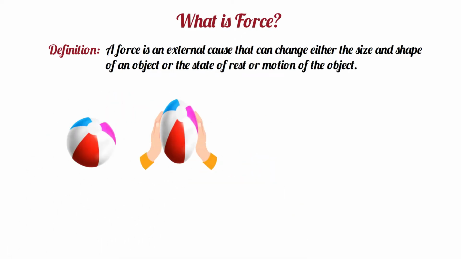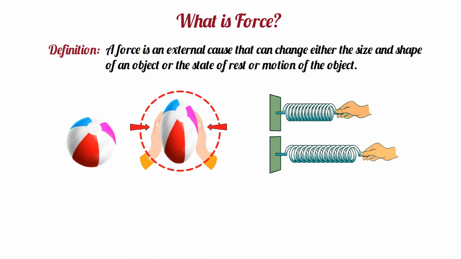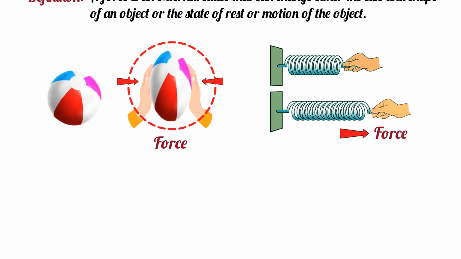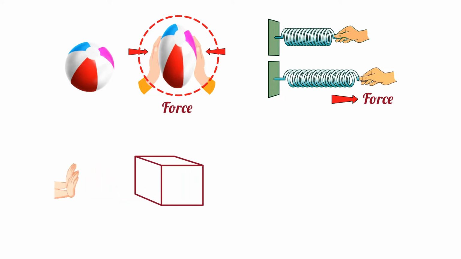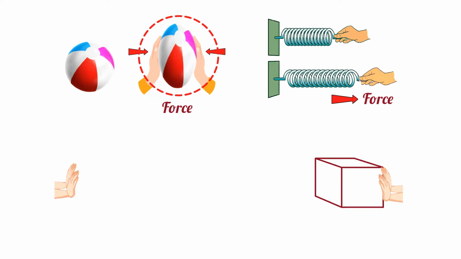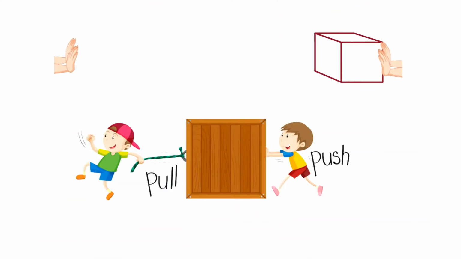For example, if we press a soft rubber ball from two sides, its shape changes. Or on stretching a rubber string, its length increases. In the case of pressing the rubber ball or stretching the string, we apply force. Similarly, when we want to move an object, we apply force, and to stop that moving object again, we use the force. Sometimes force is simply defined as a push or pull of an object.